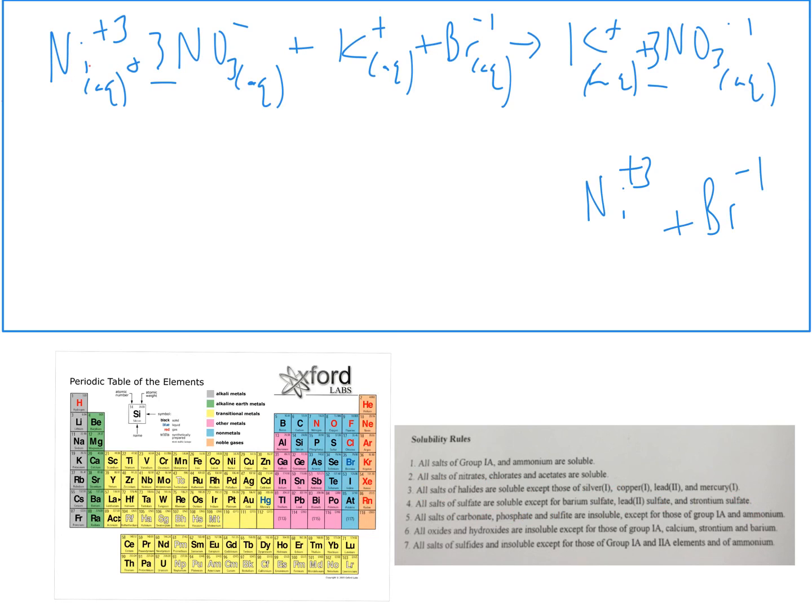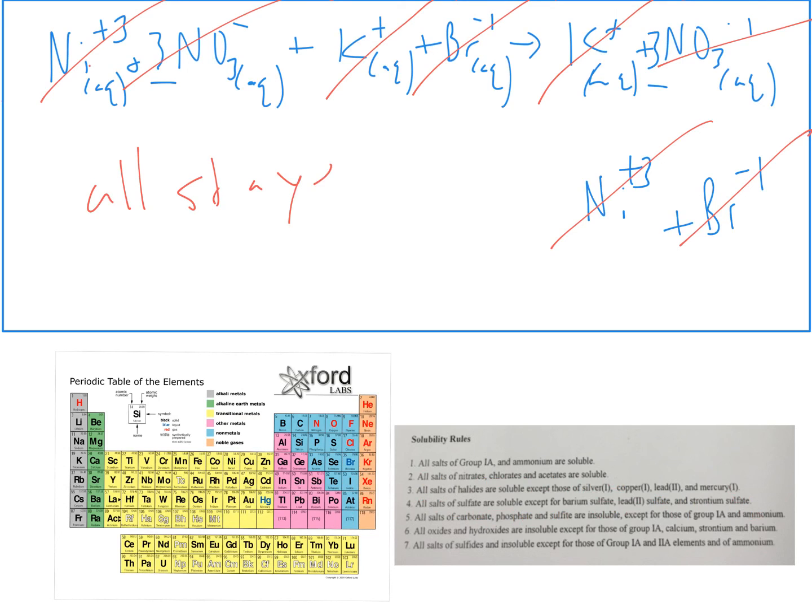And that's it. Now, the reason that we say that this is no reaction is because, look, Ni stays Ni +3. NO3 -1, 3 NO3 -1. K plus, K plus. Br -1, Br -1. So we say that all of them stayed ions. In other words, water kept all the ions apart even when there was a bunch more ions in there.